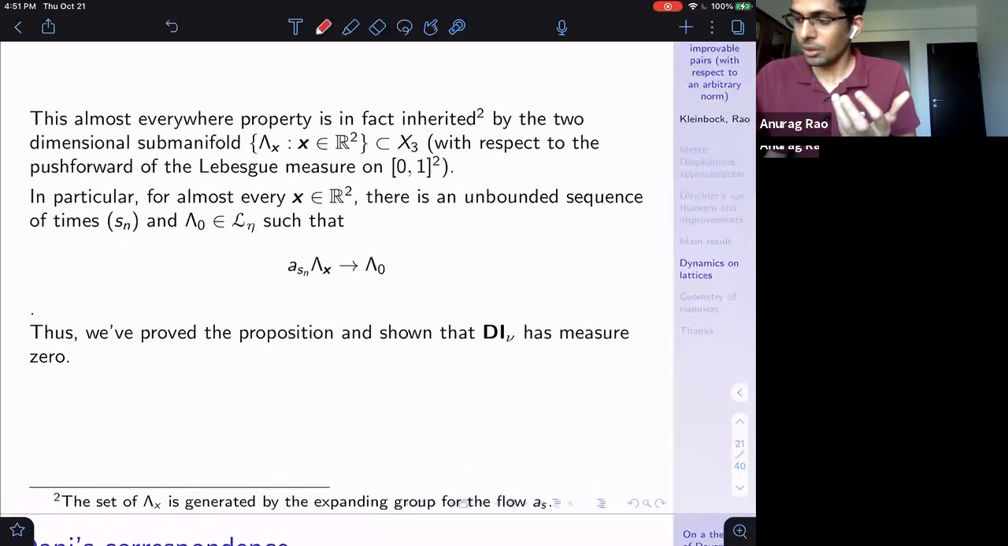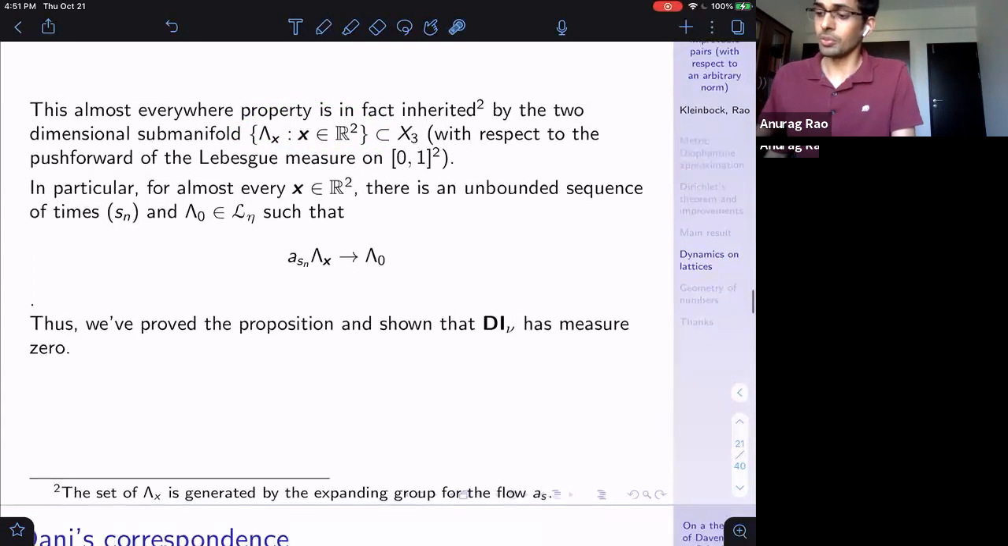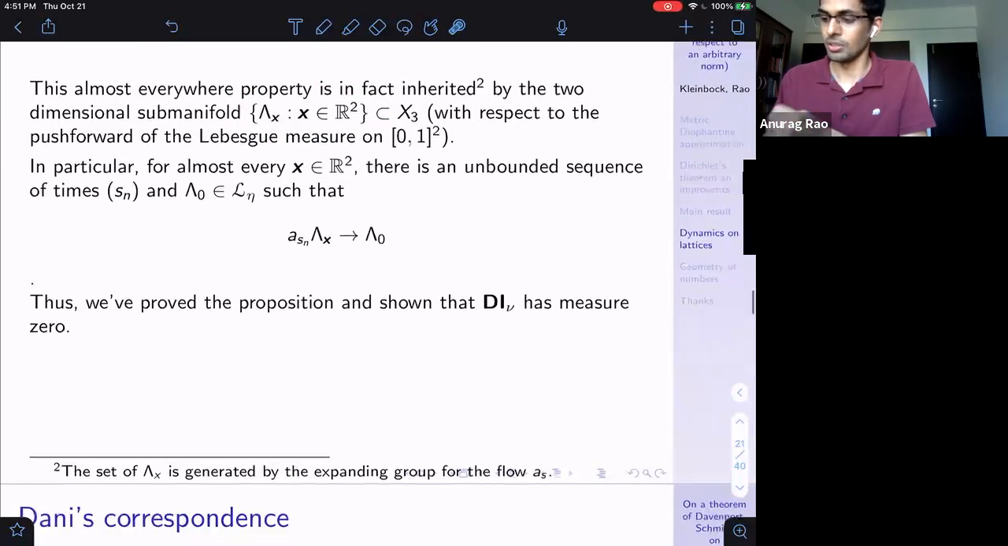Okay, and if you're wondering how this inheritance works, it just works by the fact that this is the full expanding group for the flow A_s. So if you look at maybe the Lie algebra and the action of this diagonal on the Lie algebra, you'll see that the Lie algebra of SL3R is diagonal, and then you look at positive and negative eigenvalues for A_s, and then these turn out to be the positive ones. So you use some kind of geometry along with the ergodicity to show this theorem.